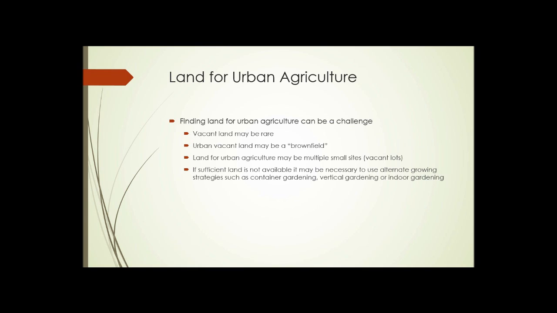Urban vacant land may well be what's called a brownfield, and we'll look at that a little later in the presentation. And land for urban agriculture might be, by necessity, multiple small sites rather than one larger site. And if sufficient land is not available, it might be necessary to use alternate growing strategies, such as container gardening, vertical gardening, or indoor gardening.